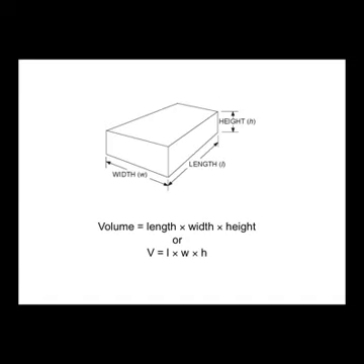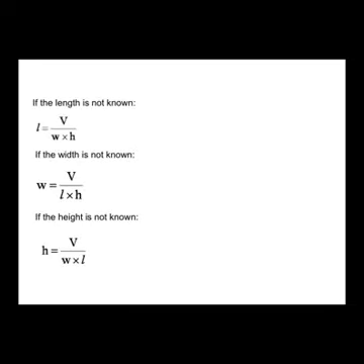Now, we've just talked about area. Now let's talk about volume. Okay, volume is similar to area. You take your length times width, but we add a third measurement, height. We want to know the space inside of something. If the length is not known, you can take volume divided by width times height. If the width is not known, take volume divided by length times height. If the height is not known, again, take volume divided by width times length. But most often you're going to be finding the volume, which is V equals L times W times H.